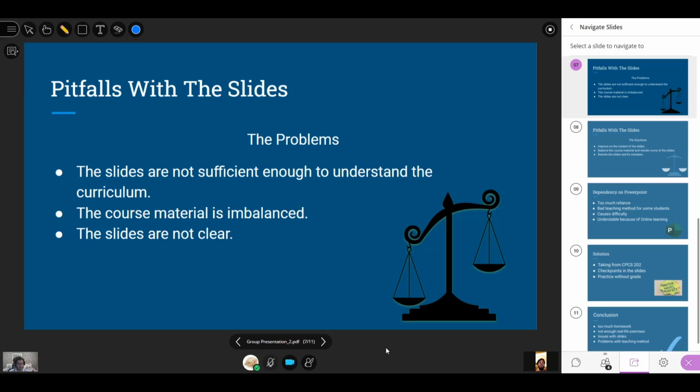And also the course material is imbalanced. The first few chapters have some math and conversions, and the last 6 or 7 chapters are all theoretical and don't have any math. This can be repetitive and boring for the students. And the third problem is that the slides are not clear. During lectures, we always see the professor spot a typo or a mistake in the slide, and they fix it. And sometimes the slides don't convey the idea that the course wants to say.